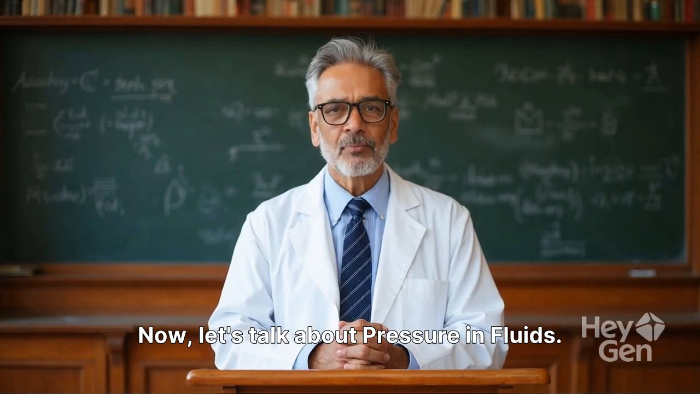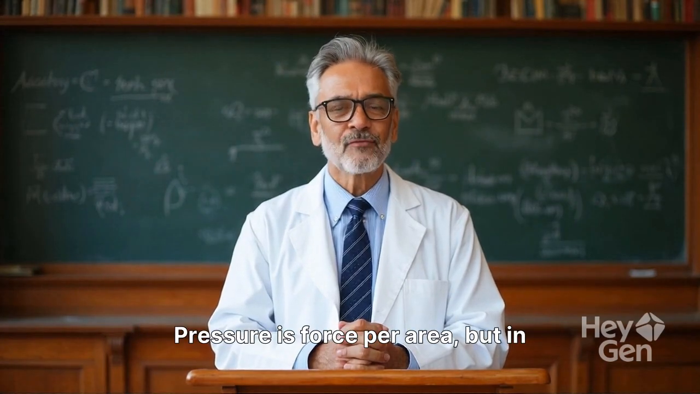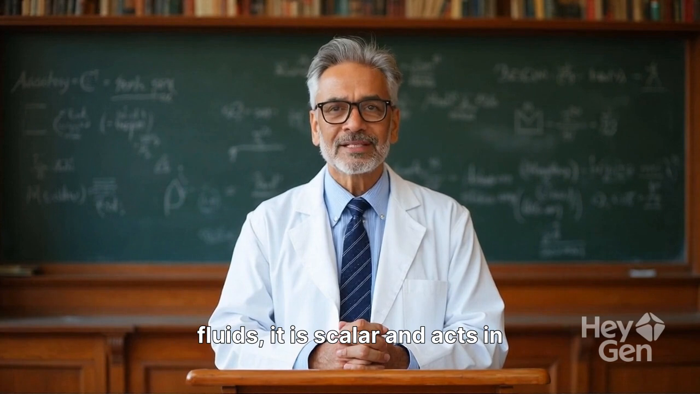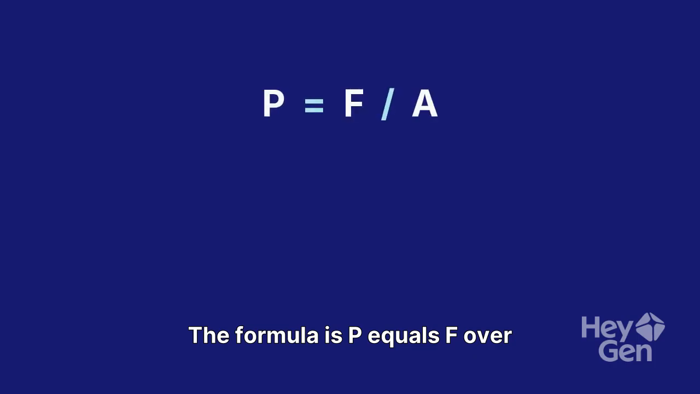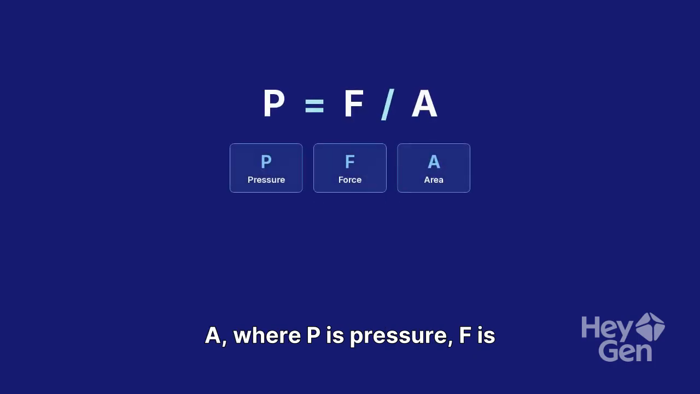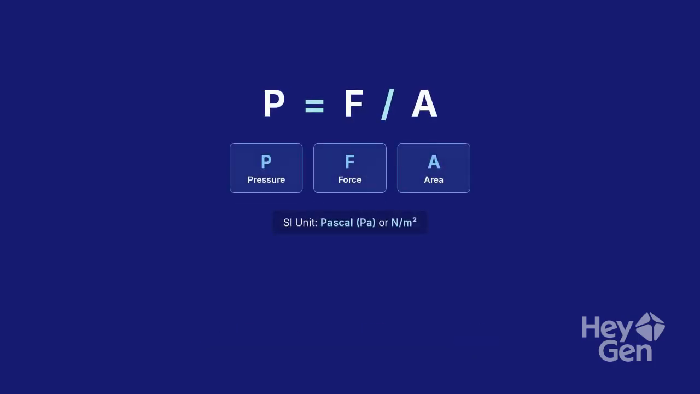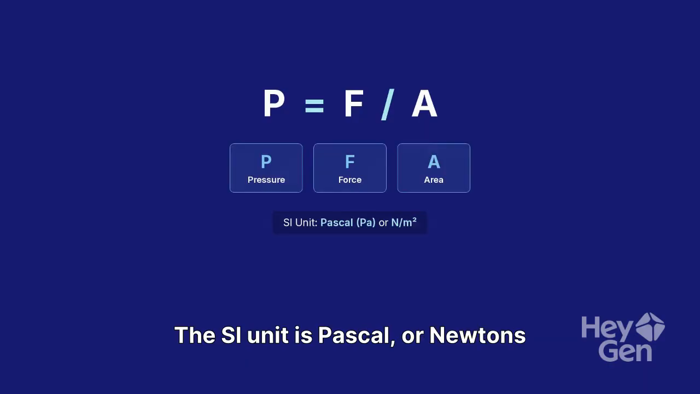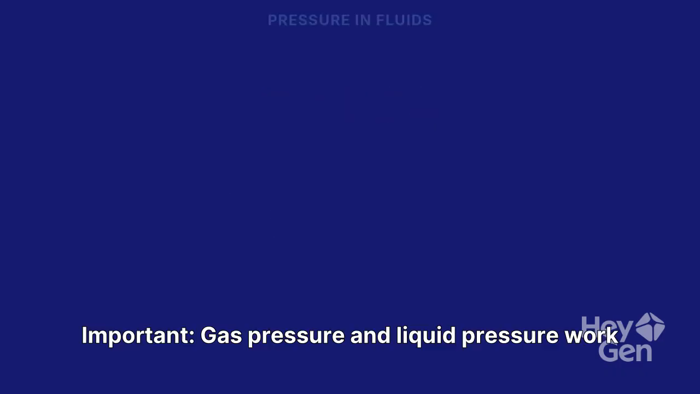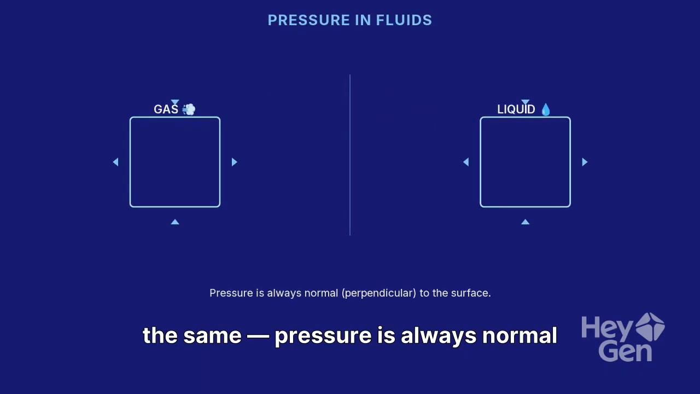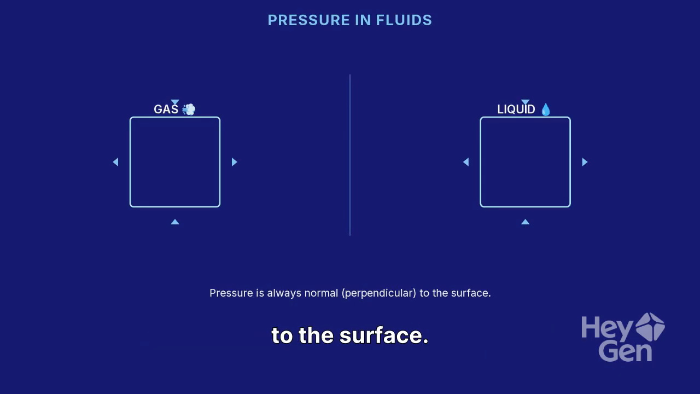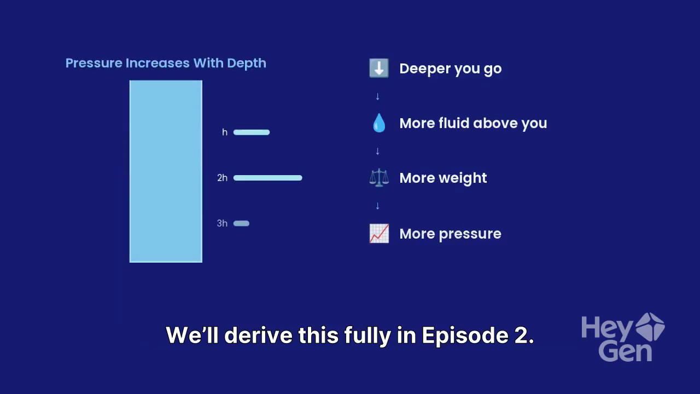Now, let's talk about pressure in fluids. Pressure is force per area, but in fluids, it is scalar and acts in all directions. The formula is P equals F over A, where P is pressure, F is force, and A is area. The SI unit is Pascal, or newtons per square meter. Important: gas pressure and liquid pressure work the same. Pressure is always normal to the surface. We'll derive this fully in Episode 2.